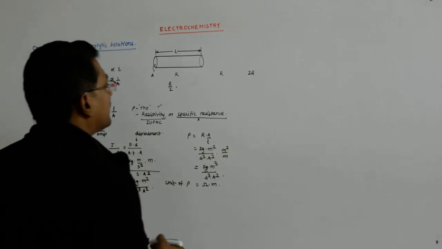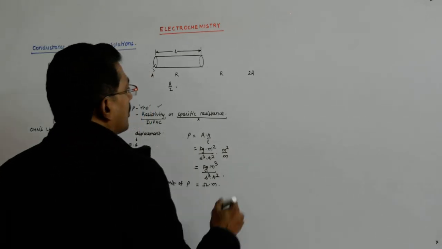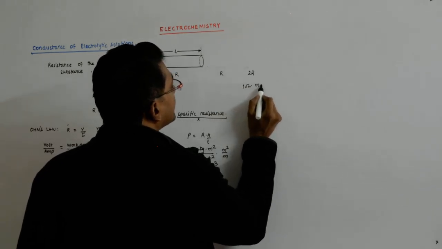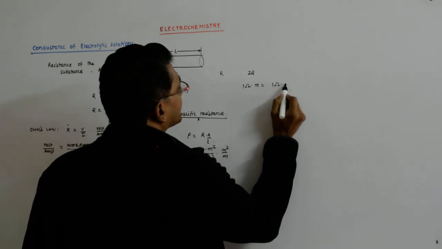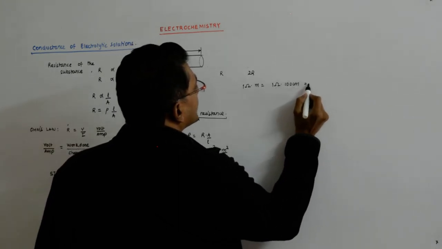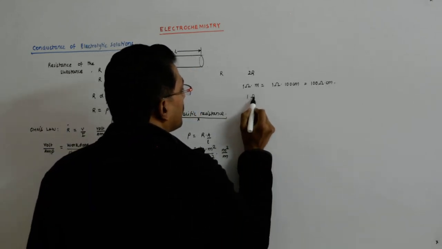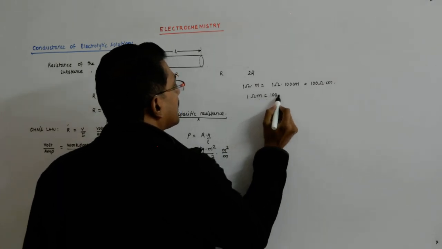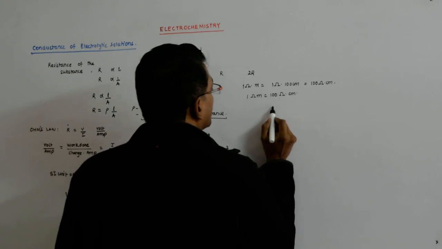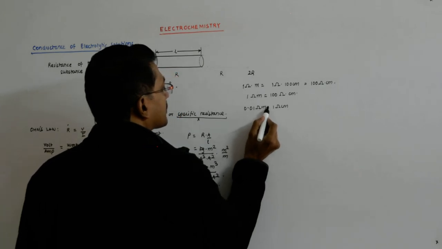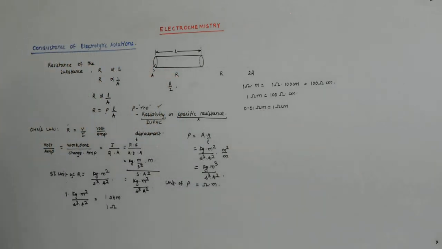And they are convertible. Many a times, instead of ohm meter, we use ohm centimeter. So what is the conversion? Ohm meter into 100 centimeters, so 1 ohm meter is equal to 100 ohm centimeter. So 1 ohm centimeter is 0.01 ohm meter. We get the point? So that is how the conversion goes.